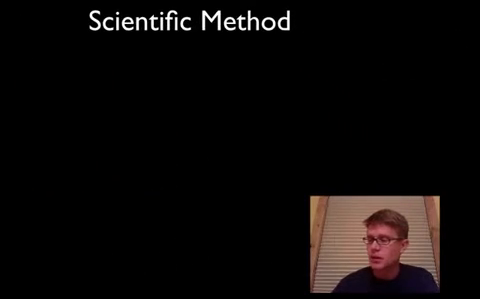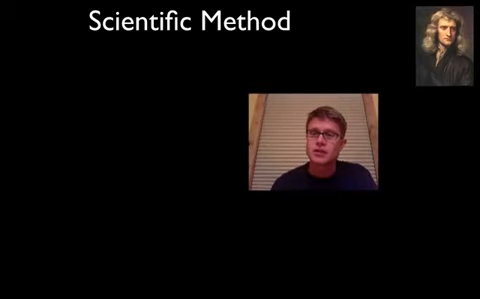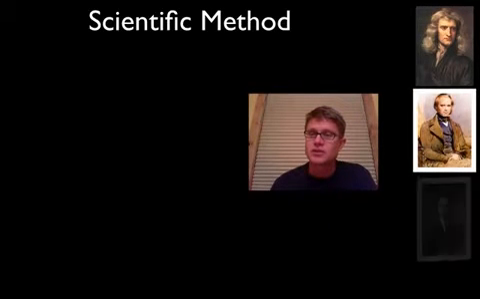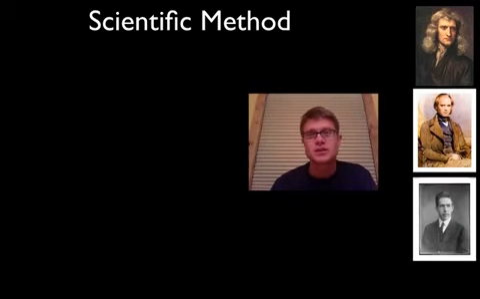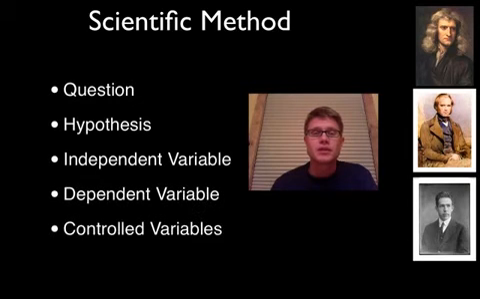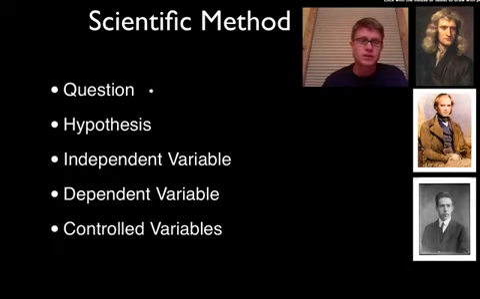The scientific method was used by famous scientists. This one right here would be Isaac Newton. This one would be Charles Darwin. And this one right here was Niels Bohr. But they all use essentially this same method, and it always begins with a question. And so first of all, you start with what question do you want to answer?